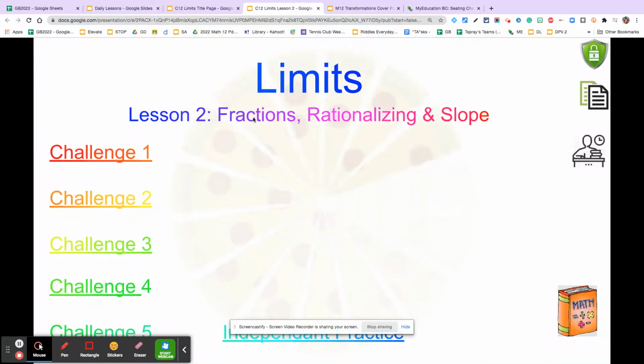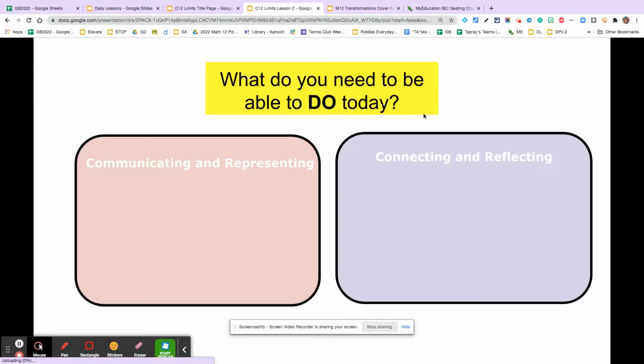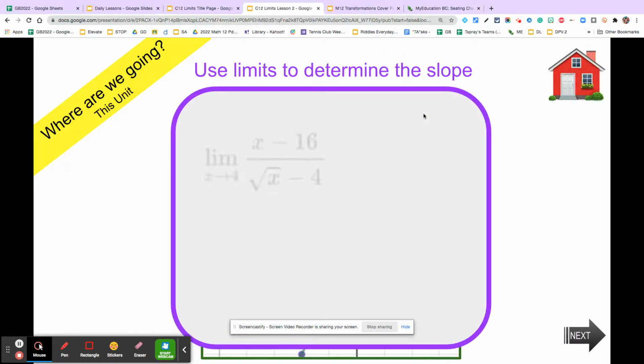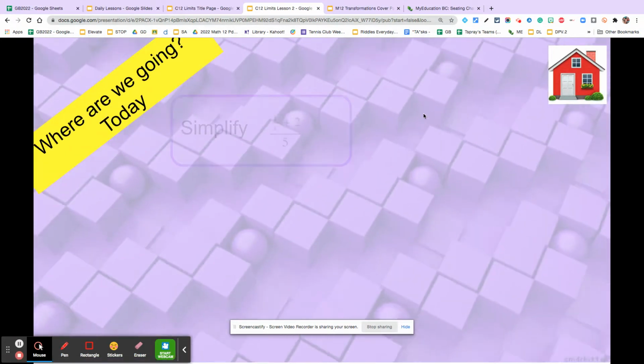Okay, friends, welcome to day 2 of calculus. It's actually still pre-calculus because we're going to be reviewing fractions, rationalizing, and slope. So stay tuned. I'm going to walk you through this slide deck in case I am not with you.